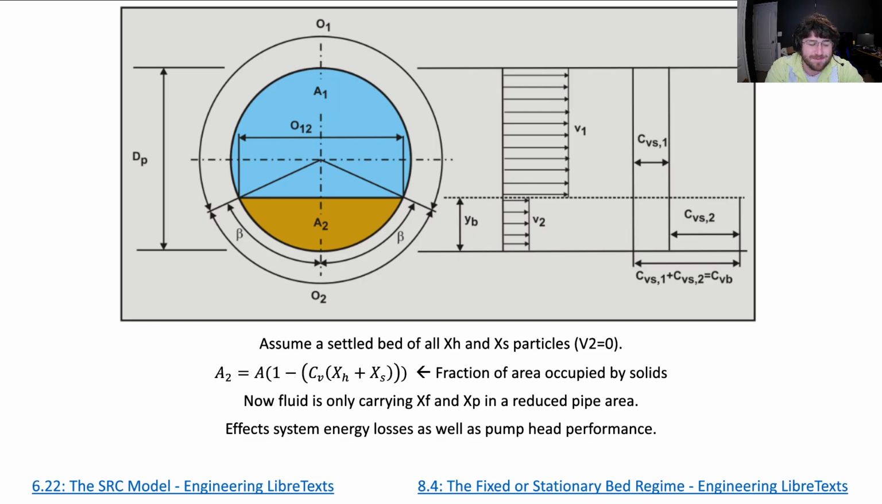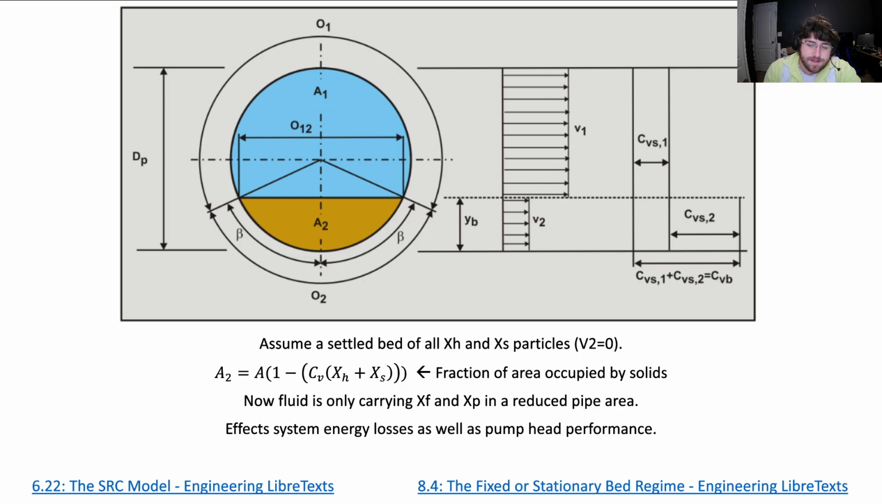So with those gross assumptions in place, you can then go on to calculate this A2 using the formula listed here. Essentially, you're just taking the total area minus the fraction of the solid's volume that is supposedly settled. So once you do that, you're left with a 100% settled bed that would really have to be a brick, but is not, and a working fluid that is now only carrying the fines and the pseudo-homogeneous fraction within the body of it. And you're also pumping that through a reduced pipe area.